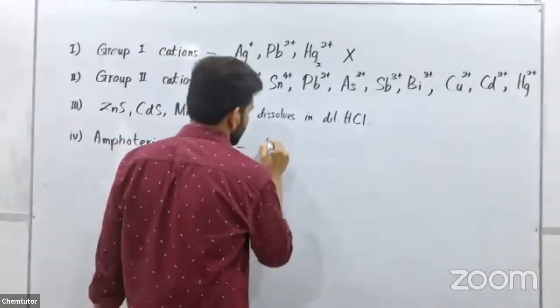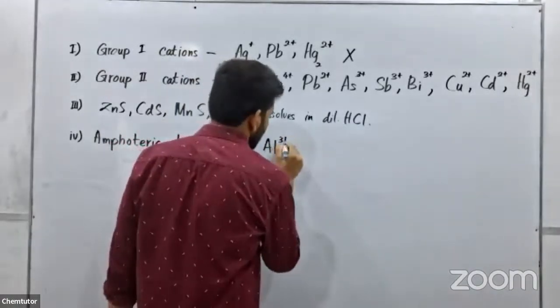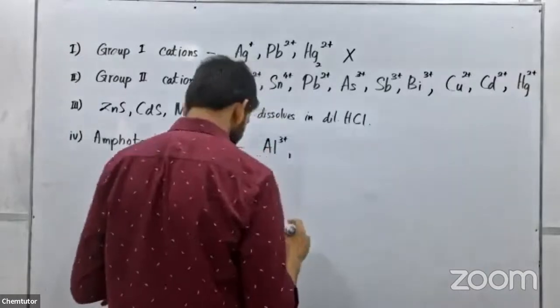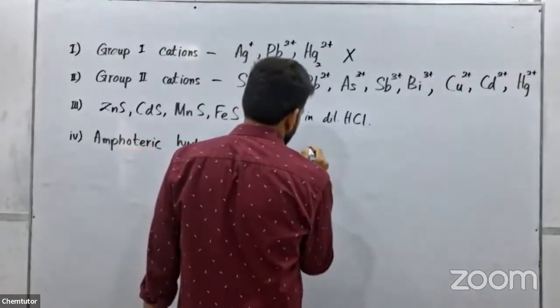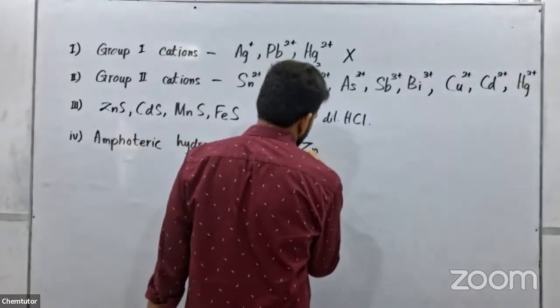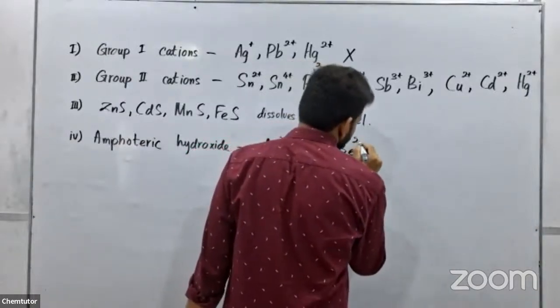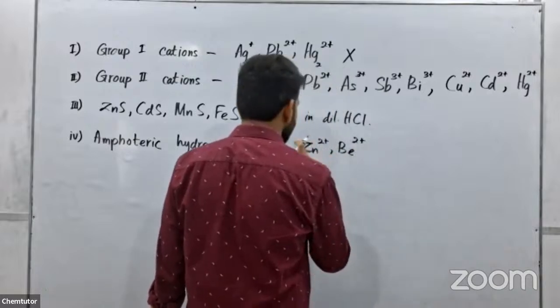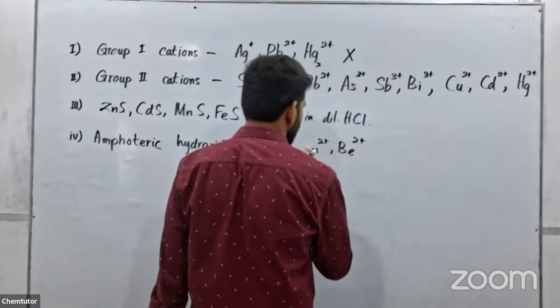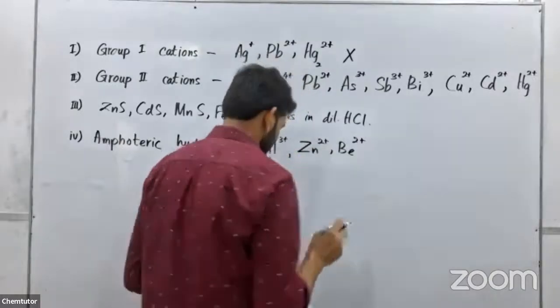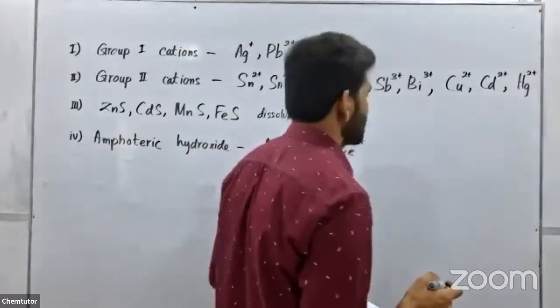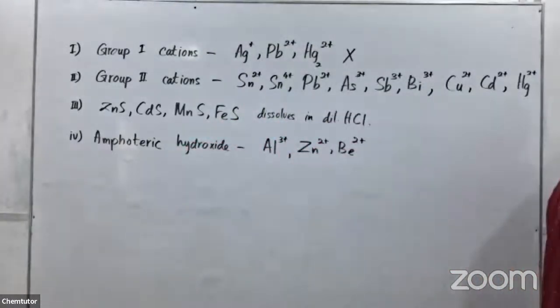Therefore, aluminium, zinc, and beryllium may be present. Aluminium, zinc and beryllium may be present.